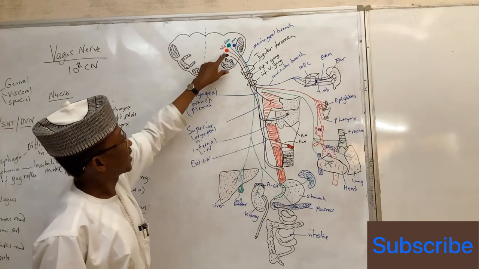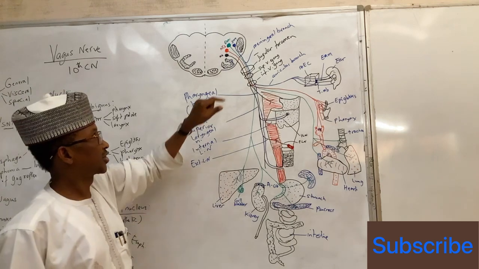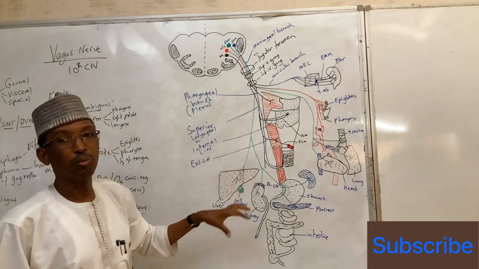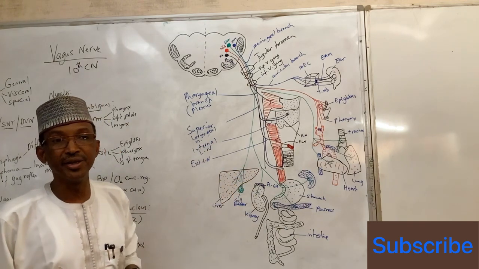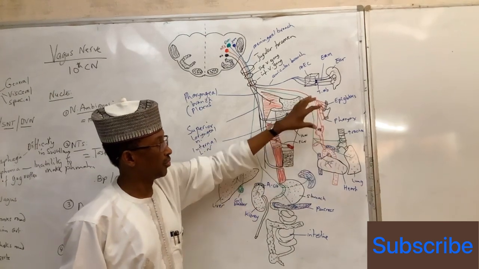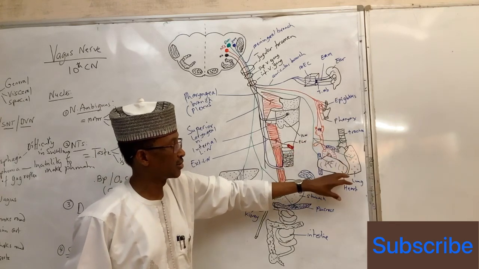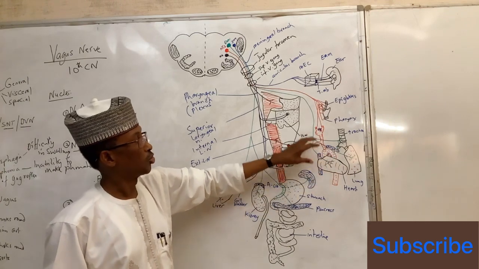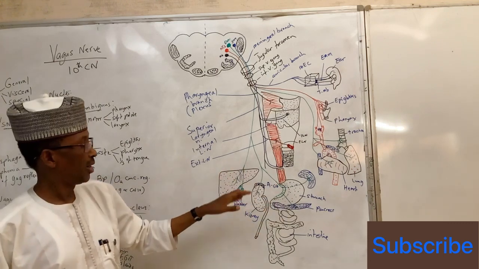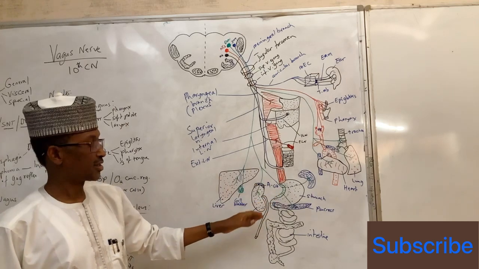So the next nucleus is the dorsal vagal nucleus. This dorsal vagal nucleus is parasympathetic to most of the organs in the thorax and in the abdomen. So what are these organs? Organs in the thorax include the trachea and the respiratory apparatus like the lungs. Then we also have the heart. In the abdomen we have various organs: liver, gallbladder, spleen, pancreas, stomach, large intestine, and so on and so forth.